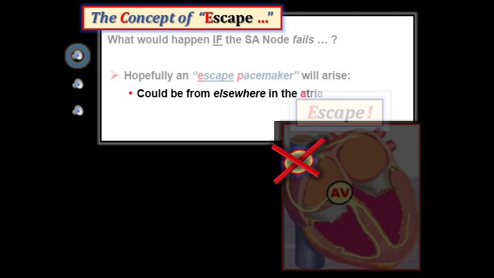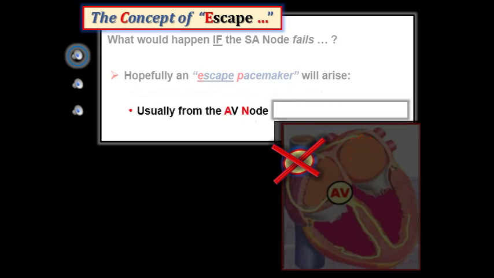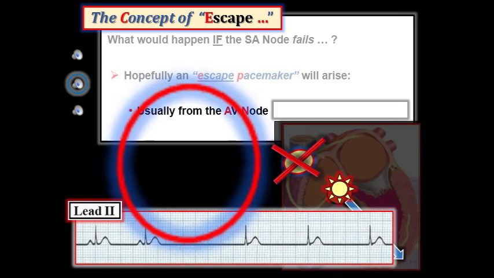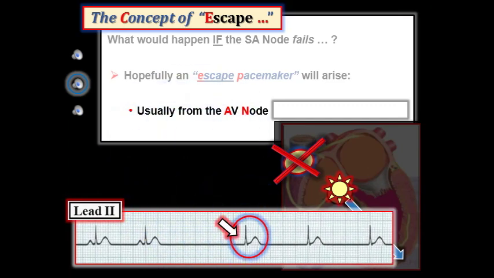This could be from elsewhere within the atria, although most often it will be from the next in line intrinsic pacemaker, which is the AV node. The QRS complex in an AV nodal or junctional escape rhythm is narrow, and the QRS complex is not preceded by a P wave. Or if a P wave is present, it is negative in lead 2, white arrow. The usual AV nodal escape rate is between 40 to 60 per minute, or just below the lower limit for normal sinus rhythm.